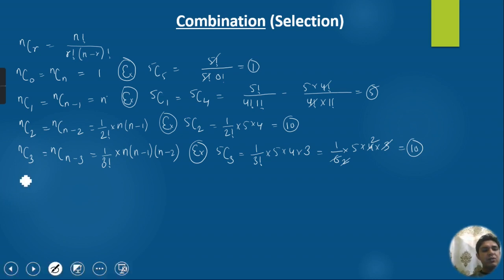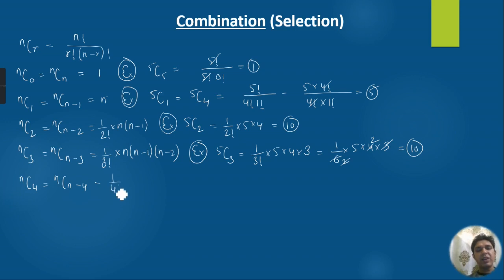Last thing I would like to share with you, after this I think you will get the concept that I want to tell you. If I come to solve nC4 or nC(n minus 4), the value will be equal to 1 by factorial 4 multiplied by n into n minus 1 multiplied by n minus 2 multiplied by n minus 3. So these are the basic shortcuts, or you can say how to open up the formulas.